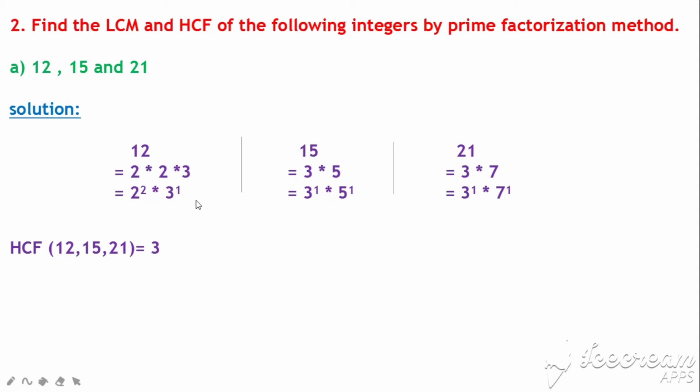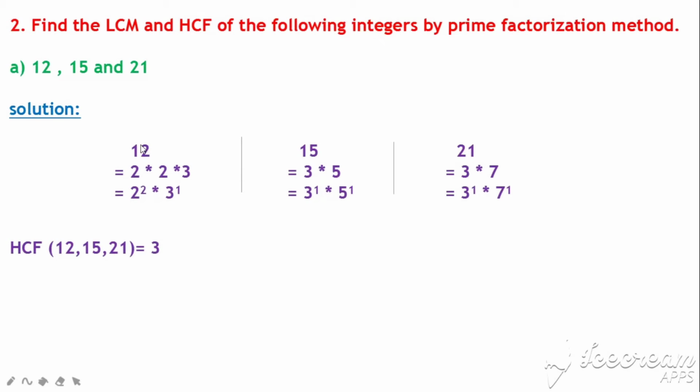Now 5 power 1 is not present in 12 and 21, so it is eliminated. Now 7 power 1 is not present in 12 and 15, so it is eliminated. So the only common prime factor present in all three is 3 power 1. So the HCF of 12, 15 and 21 is 3 power 1, which is nothing but 3.